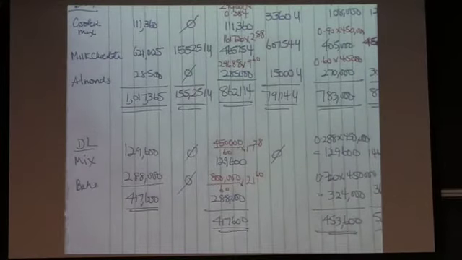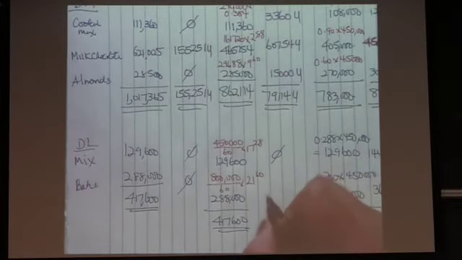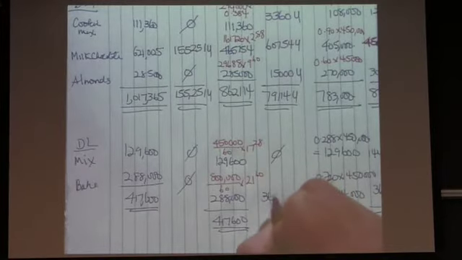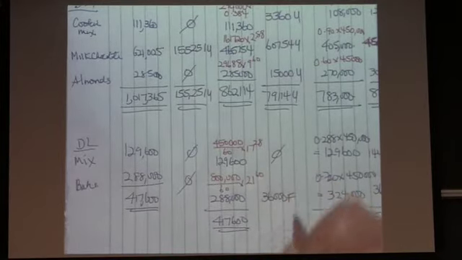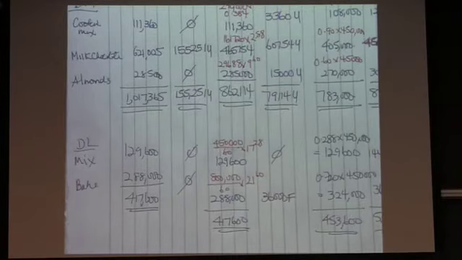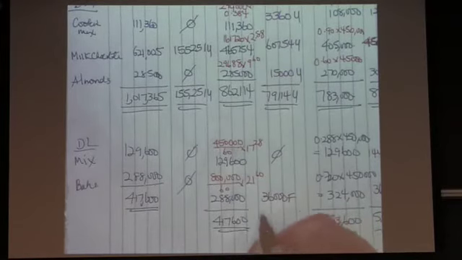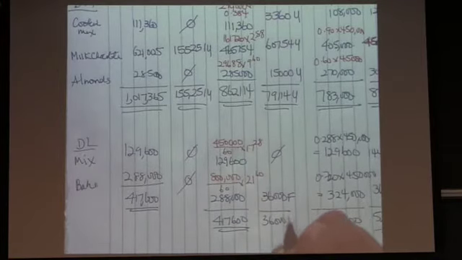But there could be an efficiency variance. And in this case, there is. In fact, it is favorable. That means that we ended up using less time in the oven. So maybe the oven was efficient enough to cook all those cookies.